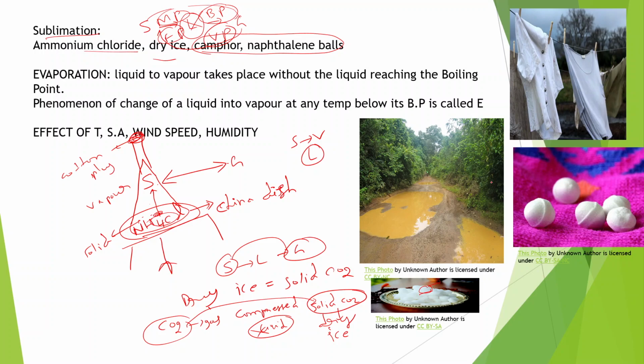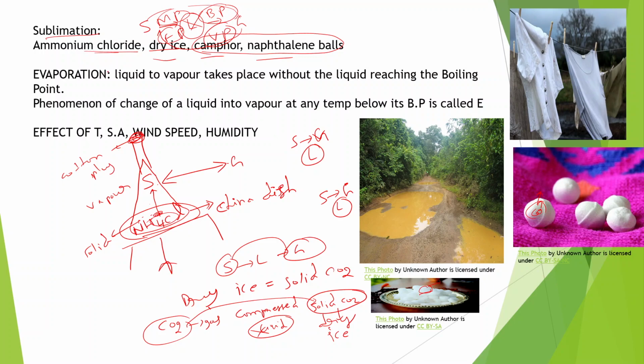Naphthalene balls. You will see these in toilets, and in houses we will see them in the clothes, right? They will decrease day by day and disappear, because they are directly changing from solid to gaseous state, solid to vapor state, without any liquid state. So these are examples of sublimation. Ammonium chloride, NH4Cl, dry ice, camphor, and naphthalene balls are examples of sublimation.